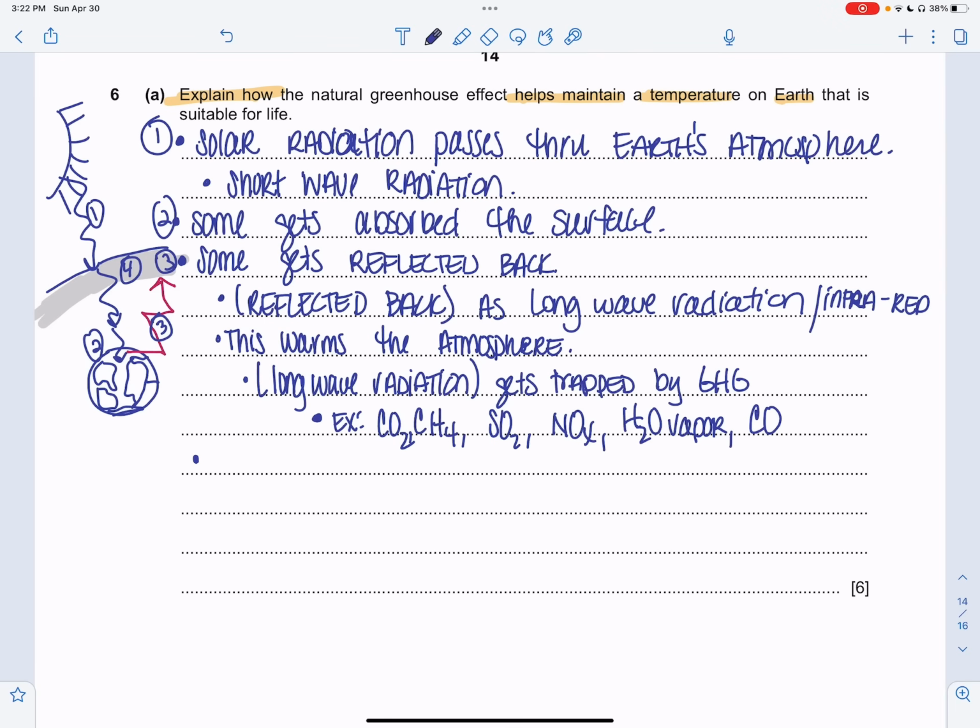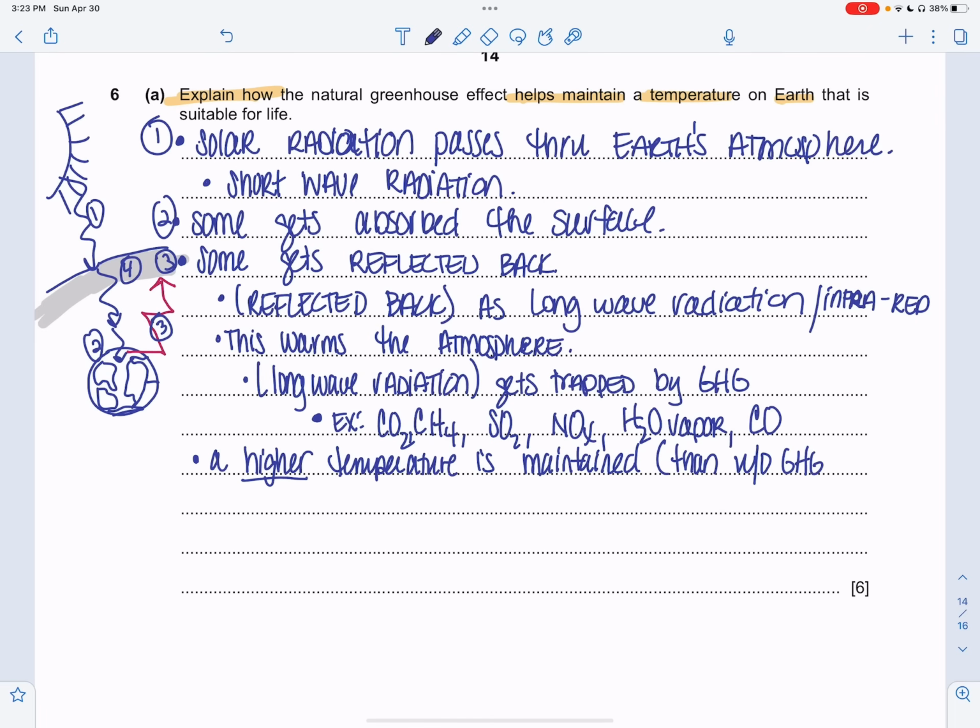Okay, and then so a higher temperature is maintained. Just for context, that's what I'm comparing it to, without greenhouse gases.